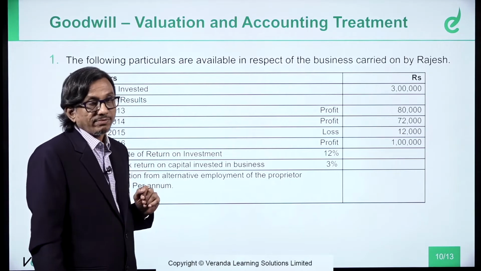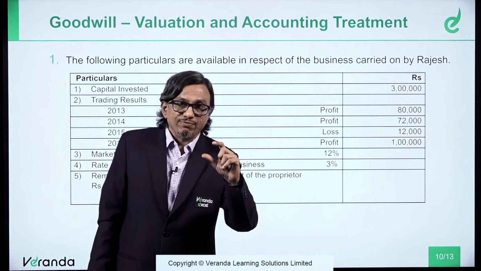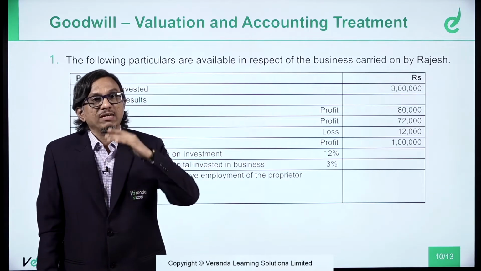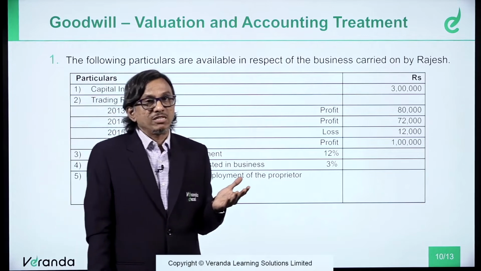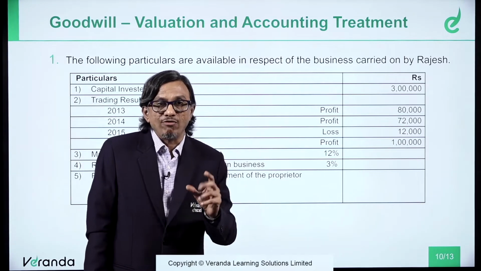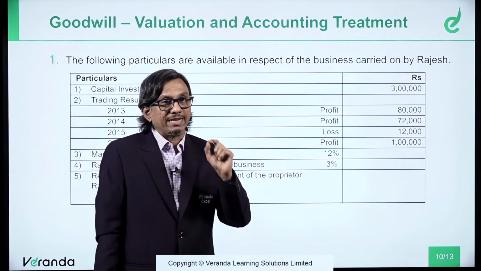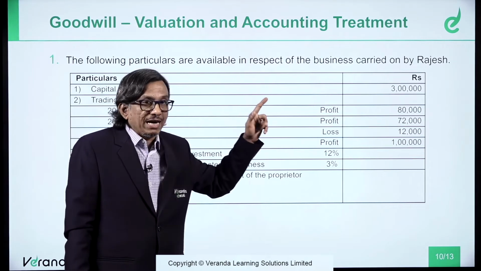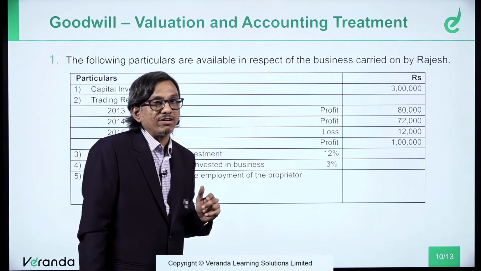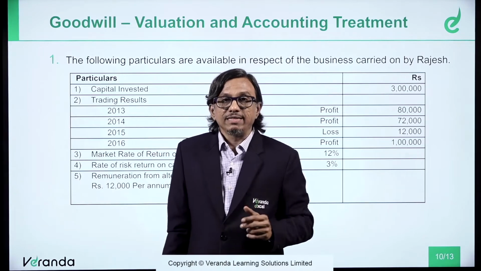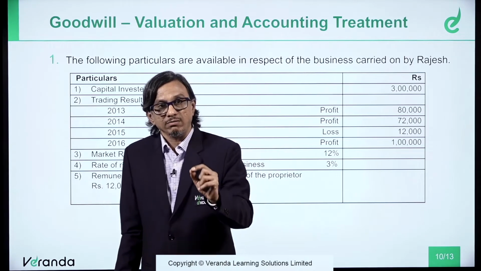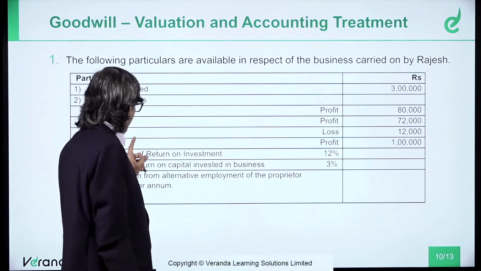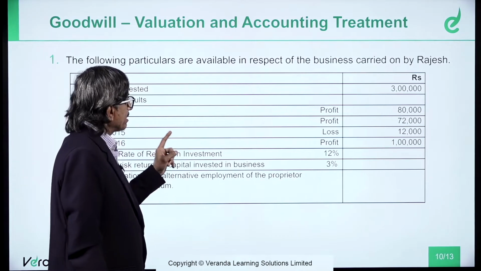That means if this money of 3 lakh was invested in the market in some other investment, Mr. Rajesh would have got a return of 12%. Market rate of return on investment. The 3 lakh invested in business, had it been invested elsewhere, the return would have been 12%. Number 1. Number 2. Rate of risk return on capital invested in business is 3%.